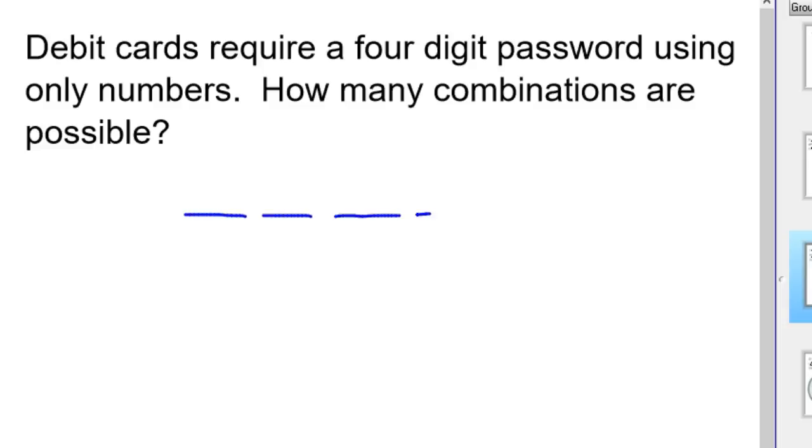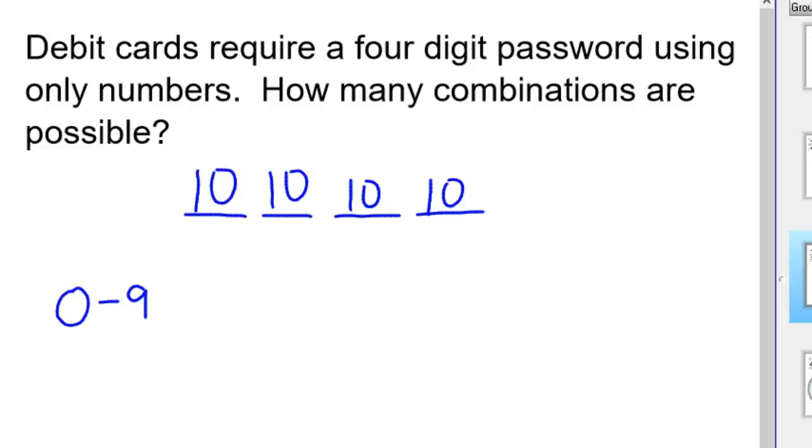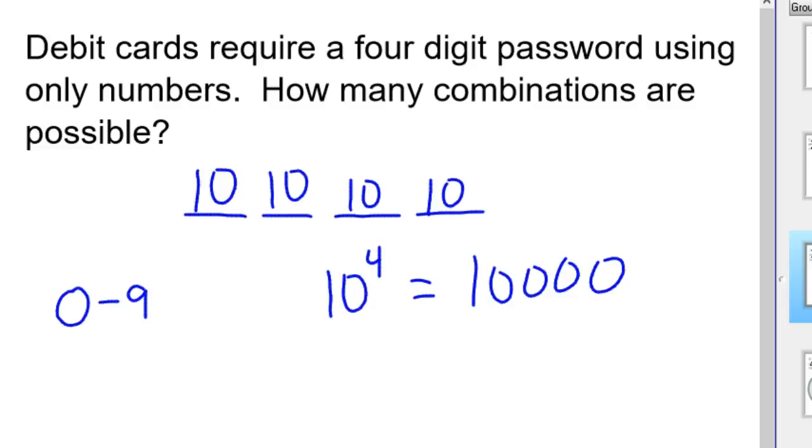So we have a 4-digit code, and there are 10 possibilities here. Maybe you did 9 possibilities because you're thinking 1 to 9, but if you think about it, it's 0 to 9, and if you count those, there are 10 digits. And then there are 10 digits here and 10 digits here, because you could have a 0000 passcode. So that would be 10 to the fourth power, or 10,000 different passcodes for a debit card.